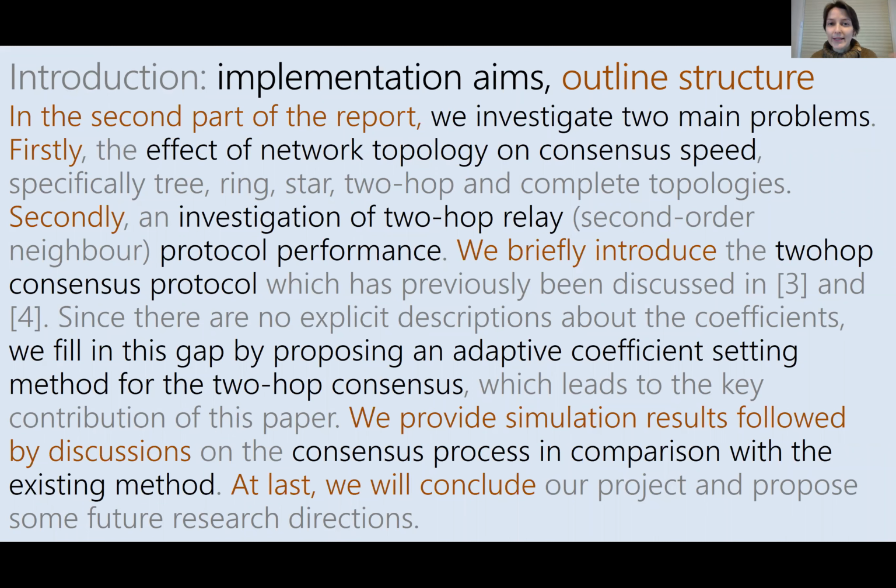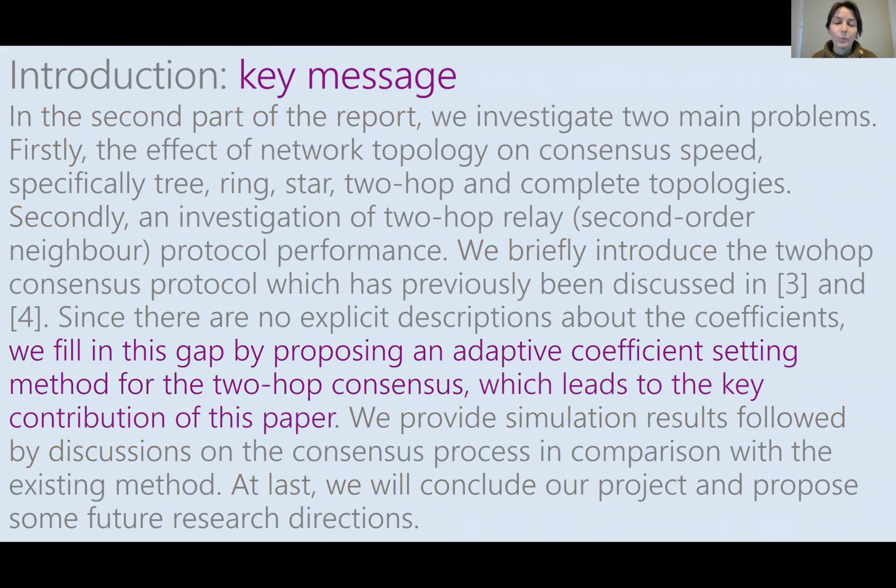So we've got in the second part of the report, investigating the two main ideas that they're really looking at. So looking at the two-hop relay that they're presenting and its protocol performance. And so this is their implementation. And they've really highlighted this in the sentence where they say, we fill in this gap by proposing an adaptive coefficient setting method for the two-hop consensus, which leads to the key contribution of this paper. So they're really making their key message clear about why their implementation is really important for the field. So that key message neatly summarizes what their key contribution is.